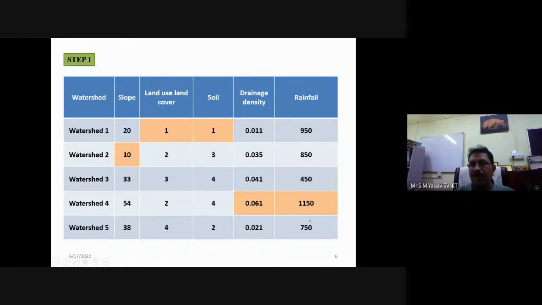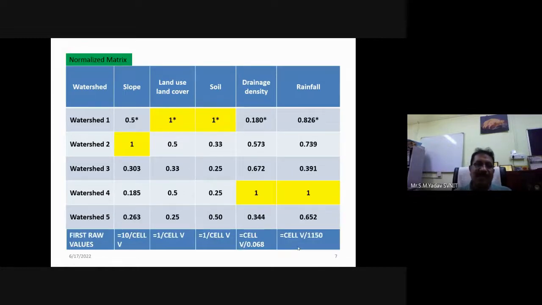Rainfall is very easy. 1150 is the highest, so here you cannot divide 1150 by 950. You have to divide 950 by 1150, 850 by 1150, 450 by 1150, 50 by 1150, and 750 by 1150. That will give you the normalized values of rainfall. If you have done it, you will get all the values like this.